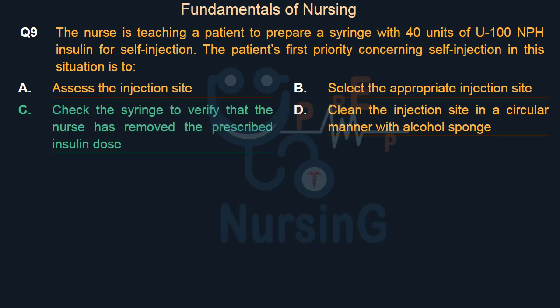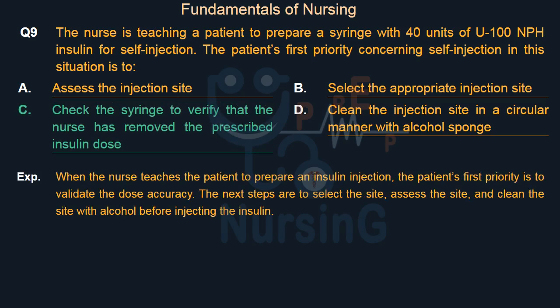Check the syringe to verify that the nurse has removed the prescribed insulin dose. When the nurse teaches the patient to prepare an insulin injection, the patient's first priority is to validate the dose accuracy. The next steps are to select the site, assess the site, and clean the site with alcohol before injecting the insulin.